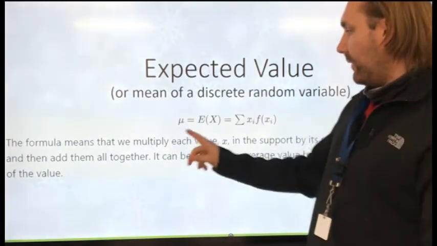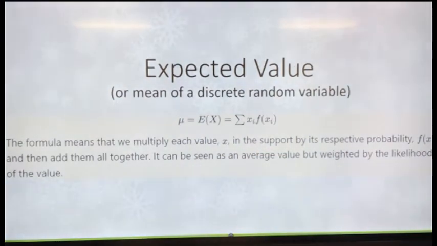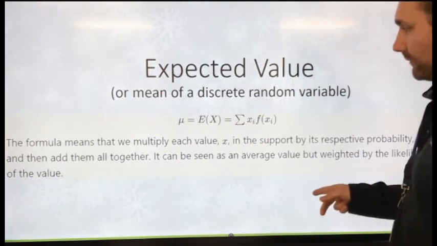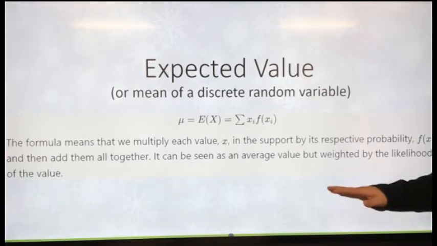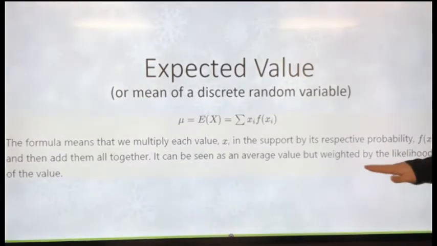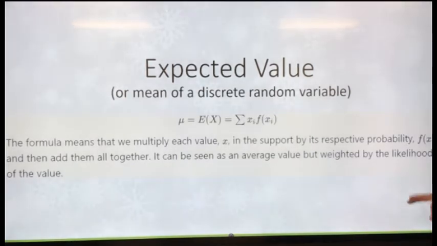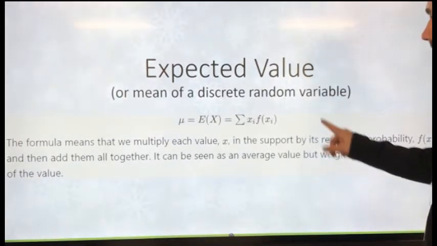So the formula means that we multiply each value x in the support by its respective probability, f of x, and then add them all together. It can be seen as an average value, but weighted by the likelihood of the value. So it's going to act the same as an average, but it actually accounts for the likelihood of the value of our random variable.